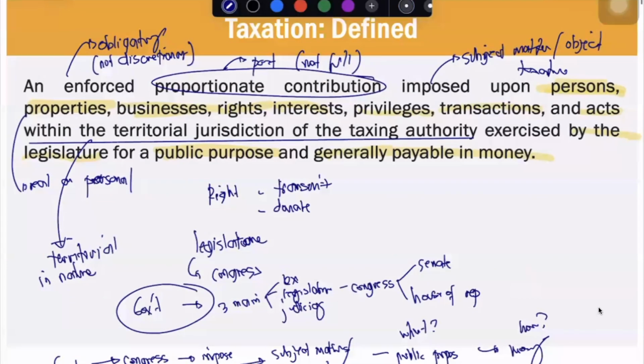Therefore, if we try to define taxation again, taxation is an enforced proportionate contribution imposed on the subject matters or objects of taxation within the territorial jurisdiction of the taxing authority. Take note, the subject matter or the object of taxation must be within our territory. And lastly, it must be for public purpose and payable in money. So that's one definition of taxation.